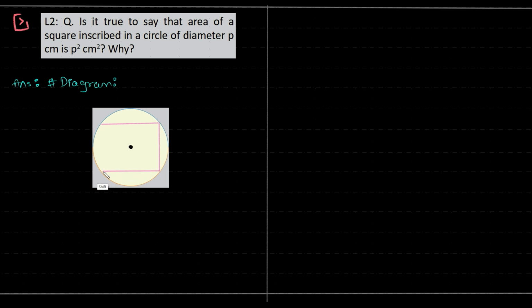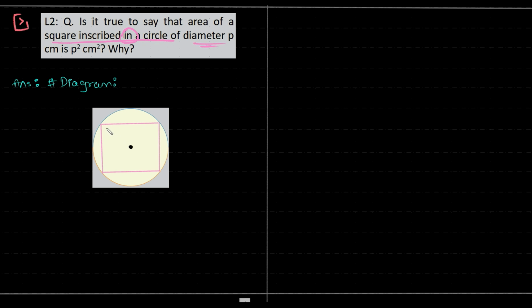That has to be very clear. Yes, it's the square inside the circle. Square inscribed in a circle. If you don't understand the word inscribed also, just understand the word in the circle. I'm sure that you guys do. And we have the diameter to be of p and all of that.